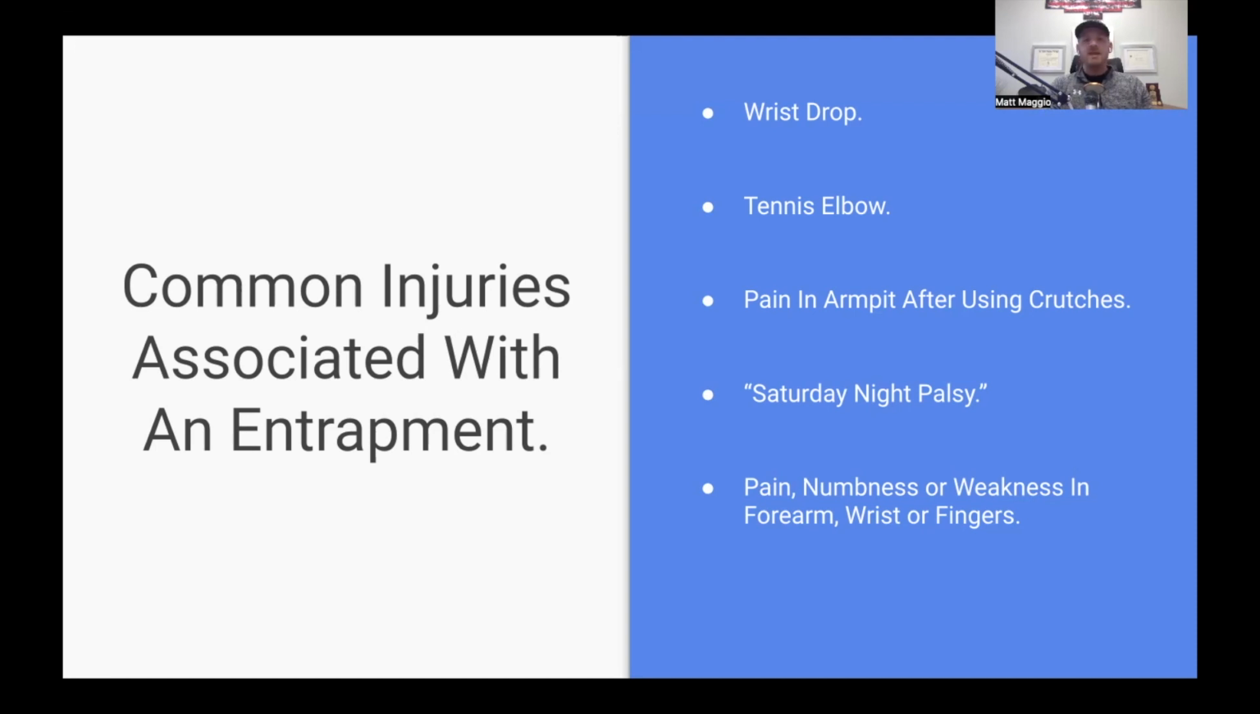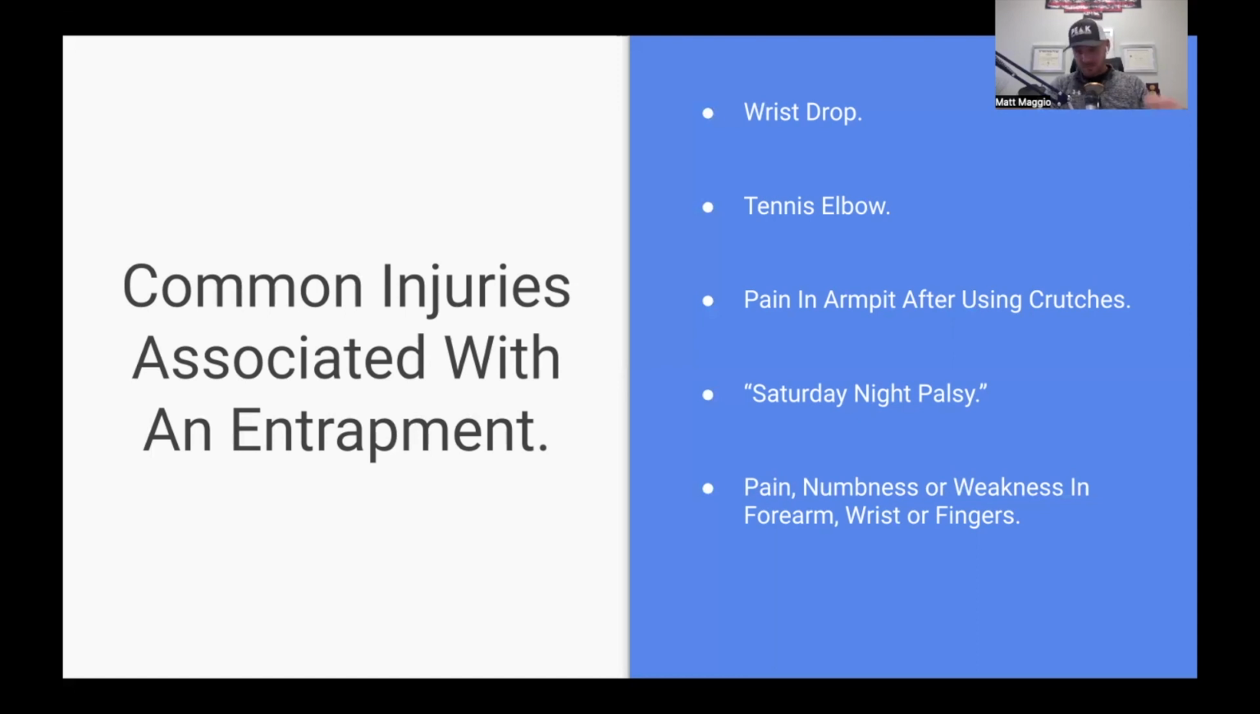Another one is just pain in the armpit after using crutches. So when someone's on crutches, it's pushing right down on that radial nerve into the brachial plexus, and that can give some pain down the distribution of the radial nerve as well. Another one is called Saturday night palsy. Basically, that means if someone's drunk and they're passed out on the bar, their arms are up over the edge there. Kind of same thing as with the armpits on the crutch. It can cause some issues in there as well, and some compression of the radial nerve.